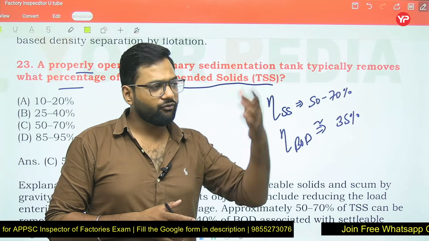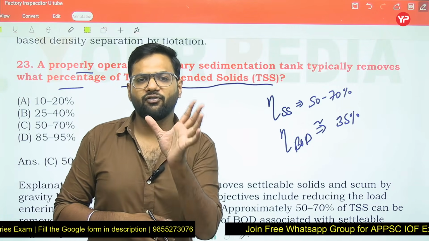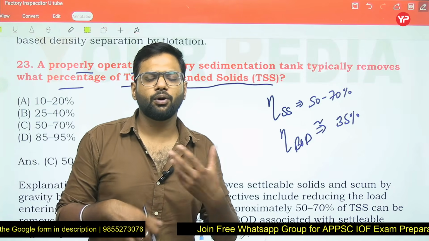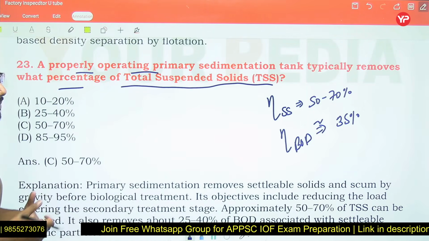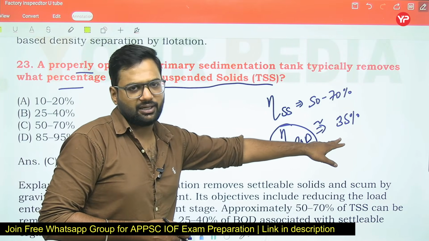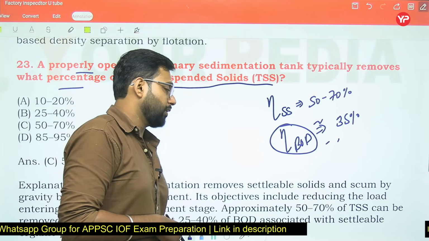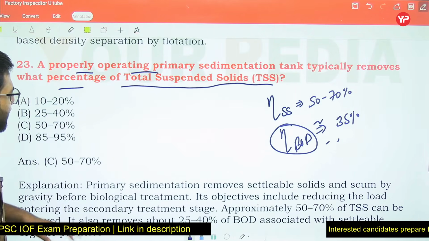But we know that when water enters the PST and when it exits, it will take around 2.5 hours. So during this time, some amount of organic particles get decomposed by the action of microorganisms. So some amount of BOD gets satisfied in the primary sedimentation tank. So we consider this value 35%, but we never design our primary sedimentation tank for the removal of these dissolved organic particles.